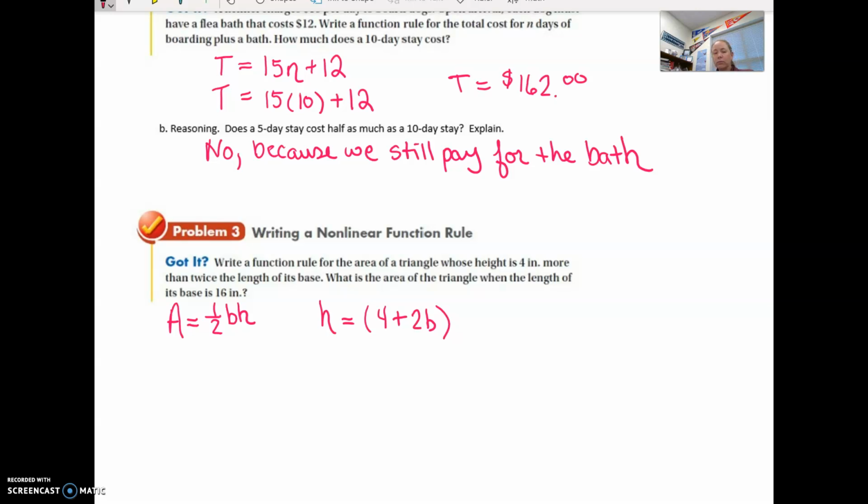So first we're going to come up with the equation. So we're going to have area. We have 1/2, of course. We still have the base. We don't know what the base is, but this is going to take the place of h in our equation. So in parentheses, I'm going to add in the 4 plus twice the base. Okay, so here's our new equation.